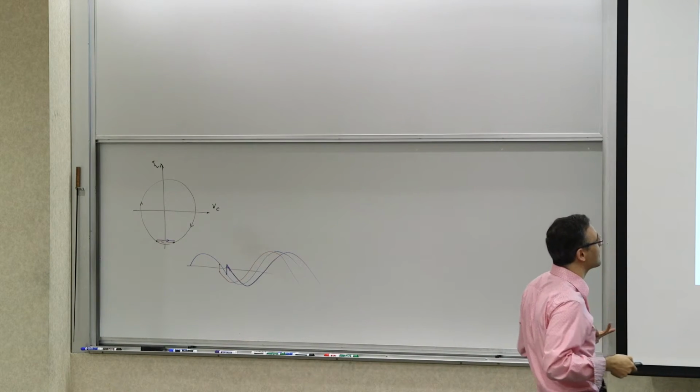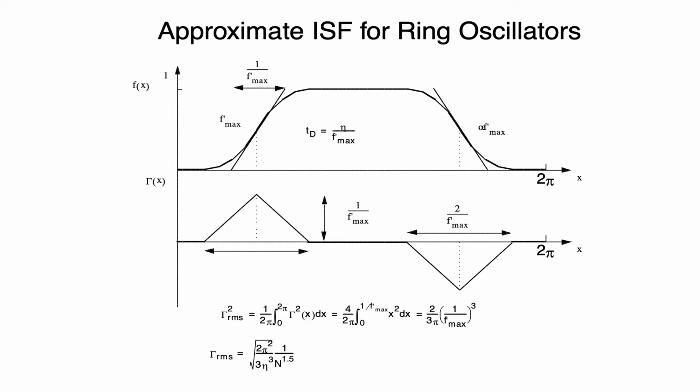So we can model this shape of the ISF and approximate it with the following form. We can assume that they're quadratically increasing and decreasing, and that they have a certain slope, which we show as 1 over F max prime. F max prime is the slope. So this is basically the rise time. And there is generally a relationship between the delay of an inverter stage and its rise time, with a proportionality constant, which we call eta here.